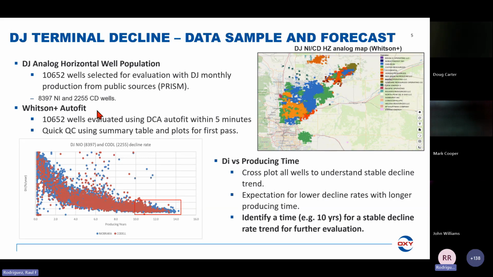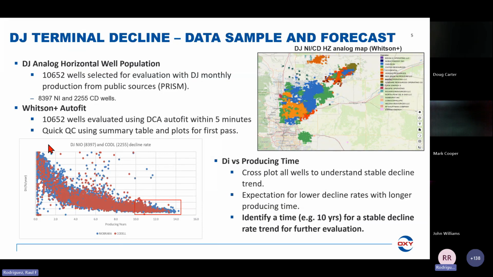Then another thing is we use the auto fit as we mentioned in the methodology. So we make an auto fit for all of those wells to get the last hyperbolic decline. And we were able to use Whitson to forecast all of those wells within 5 minutes and make sure that we can get that last hyperbolic terminal decline within minutes for those wells.